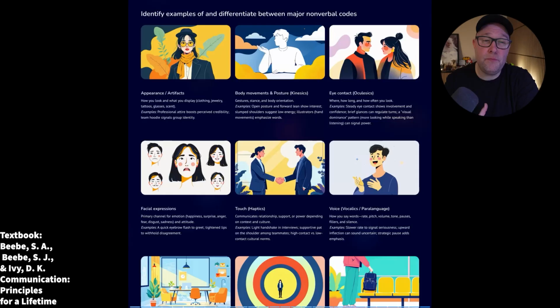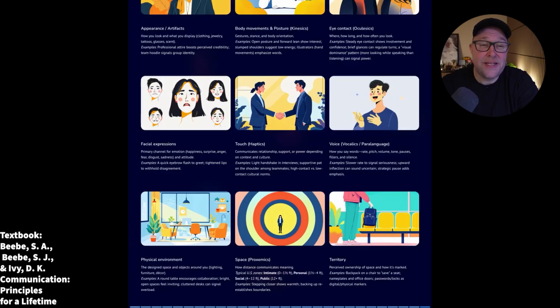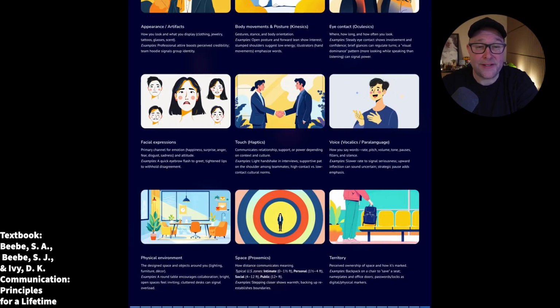So to review, we have appearance and artifacts. Body movement and posture are kinesics. Eye contact is oculesics. Facial expressions. Touch is haptics. Voice is vocalics and paralanguage. Physical environment, space, which is also called proxemics, and territory.